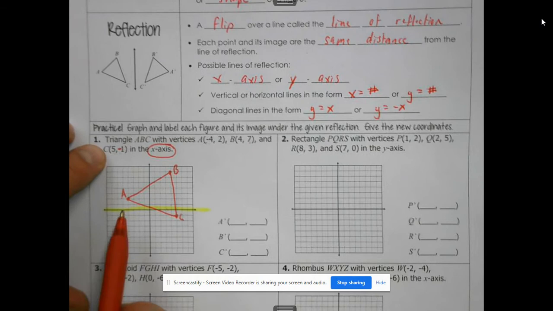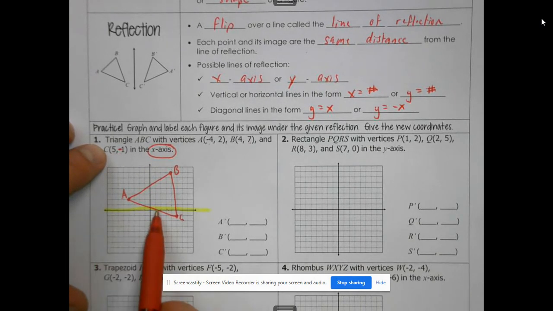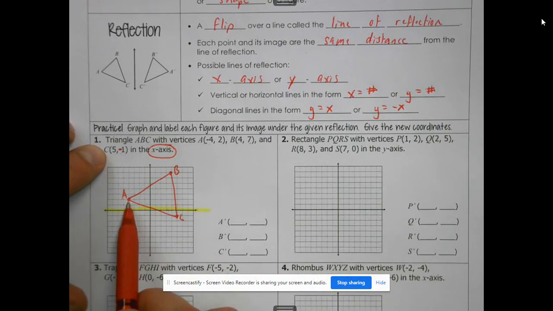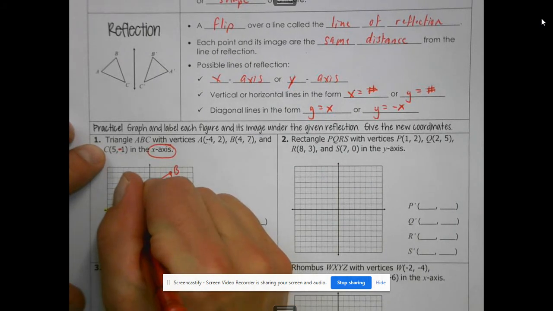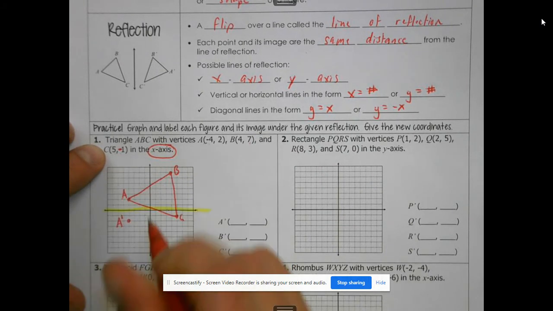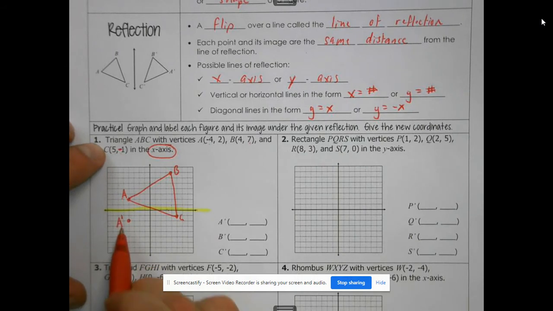All right, so here's how this works. Here is a line of reflection, the x-axis, and we're simply going to count boxes. In other words, how far is point A from that line of reflection? If I count down, A is 1, 2 spots away. That means I have to go 2 spots below the line of reflection. So count 2 more, 1, 2. Make your dot. Label it A prime. It looks like A to the first, but read that as A prime. So this is your image.